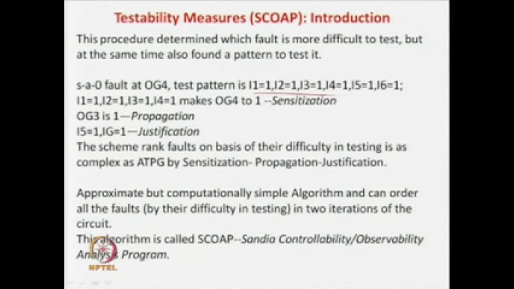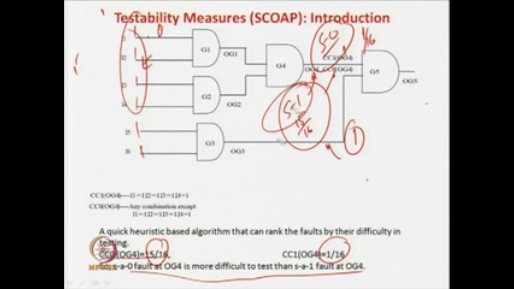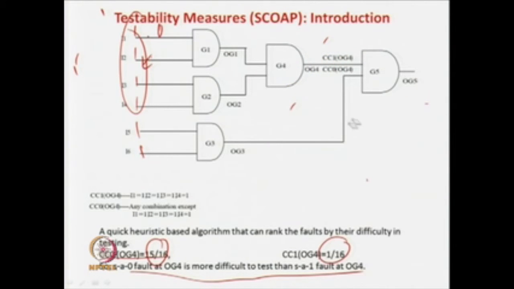For the stuck at 0 fault, the test pattern is all ones. To find out which is the easier or which is the difficult to test fault, we are applying all the patterns. For the stuck at 0 fault, we have to apply a 1 over here. So the answer is 1 1 1 1, and for this one also a 1 value has to be propagated. So you have 1 1.